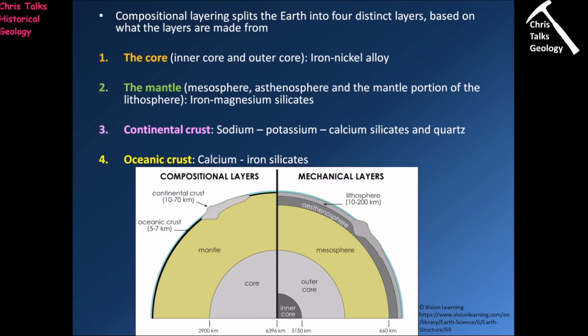In terms of the mantle, well, the mantle contains any material which is dominated by iron magnesium silicates. So that's going to include the mesosphere, the asthenosphere, and that thin little bit of mantle rock stuck to the bottom of the continental and oceanic crust. In terms of the continental crust, that's dominated by sodium, potassium, calcium, aluminum silicates, whilst the oceanic crust is dominated by calcium iron silicates.